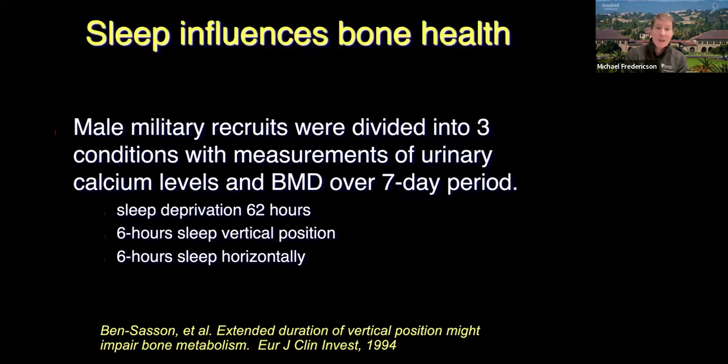And then sleep. This was a really, really cool study that was done in male military recruits. They divided them into 3 conditions, and then measured their urinary calcium levels and their bone mineral density over a 7-day period. So the 3 groups were sleep deprivation for 62 hours, or 6 hours of sleeping in a vertical position, or 6 hours sleeping horizontally.